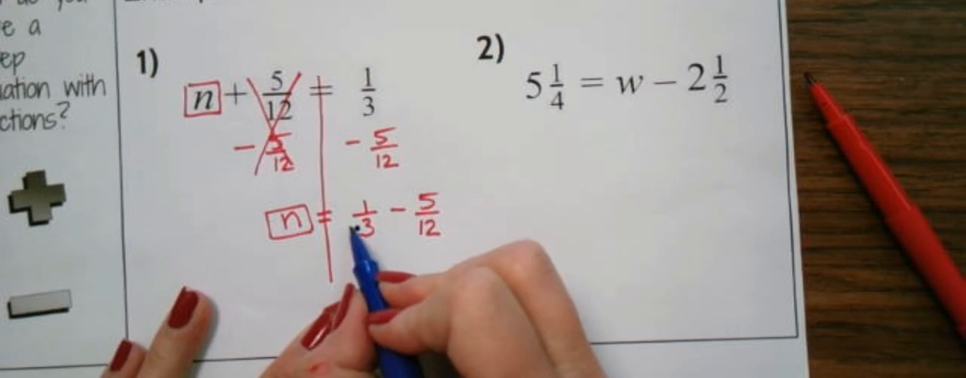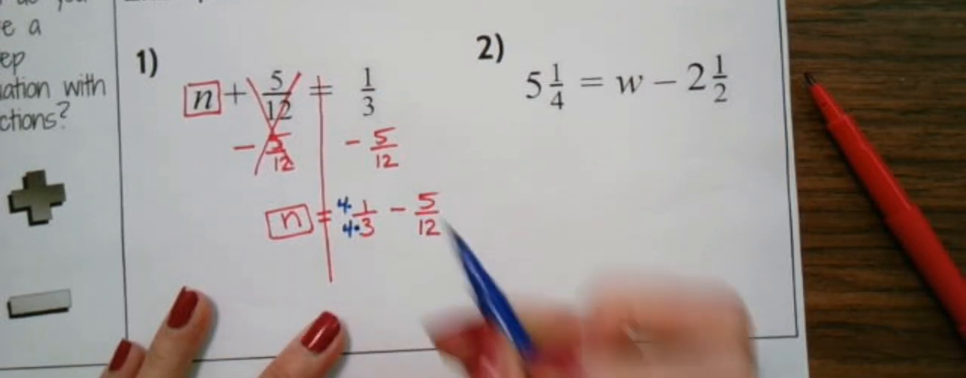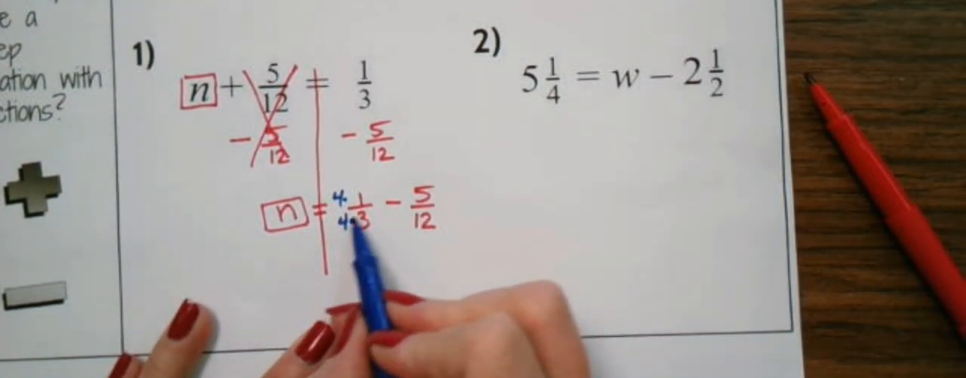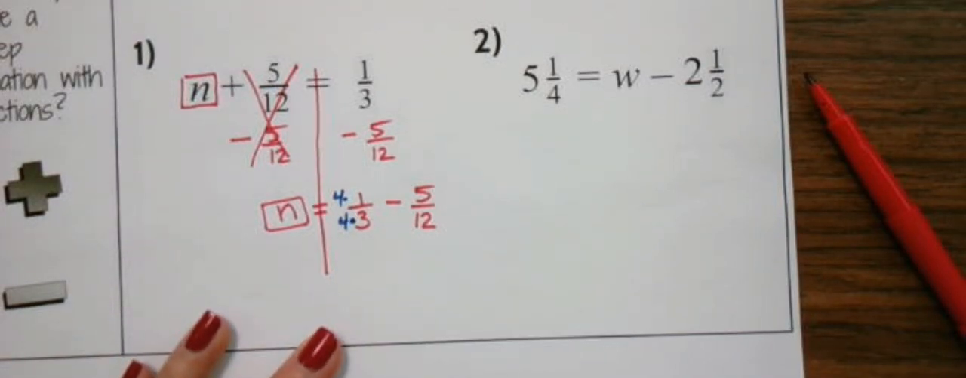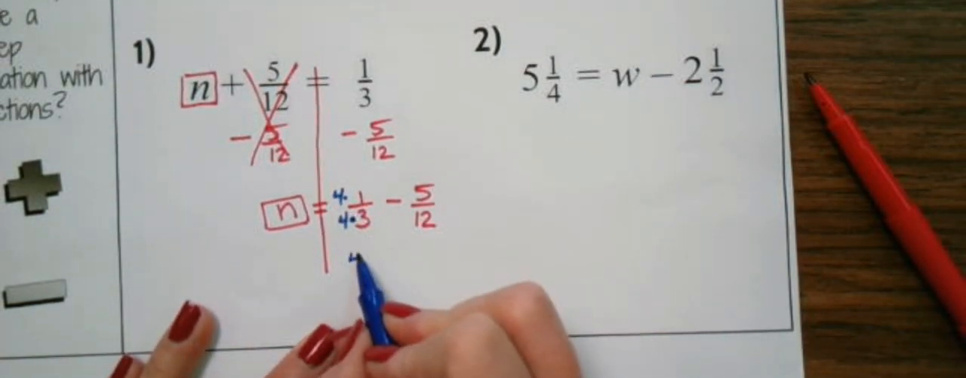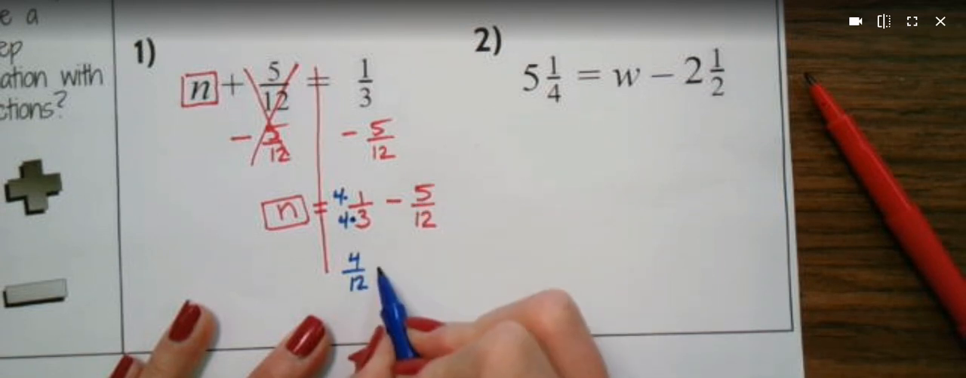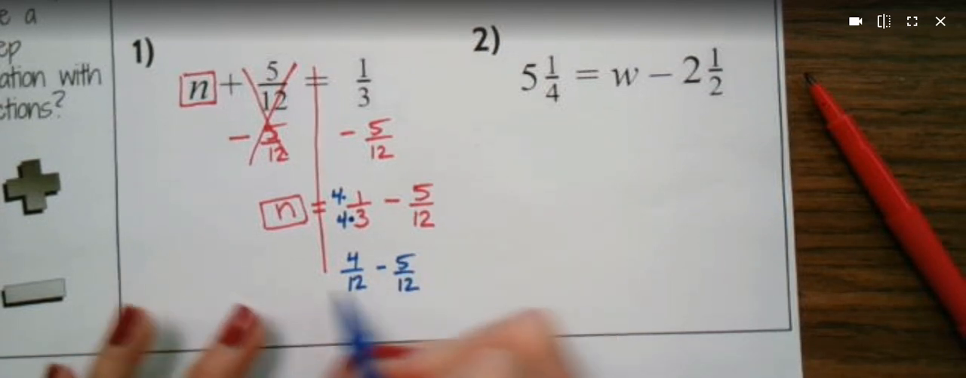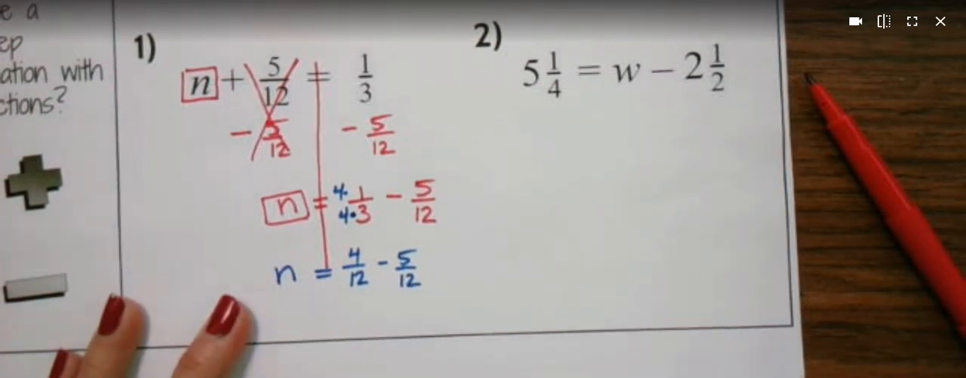We can change thirds to 12ths by multiplying by 4. So whatever we do to the bottom here, we multiply by 4. We have to do to the top, and we are going to get 4/12. And then I'm just going to bring down minus 5/12. This is going to give us the value of n.